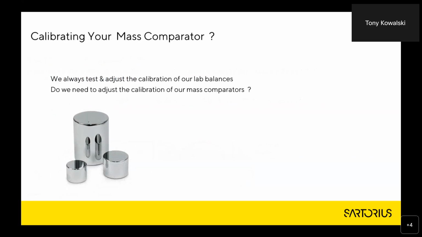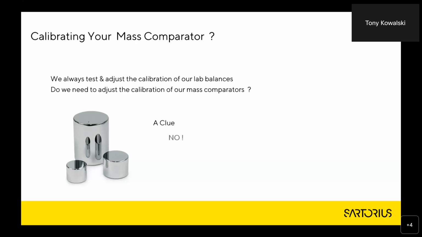So this is a nice question. We always test and adjust the calibration of our lab balances. In a pharmaceutical lab, they will have an SOP, standard operating procedure, which tells them whether it's daily, weekly, which weights to put on, to check the calibration. If the balance is out of calibration, they have to make an adjustment. So do we need to adjust the calibration of our mass comparator before each test? Well, I'll give you a clue.